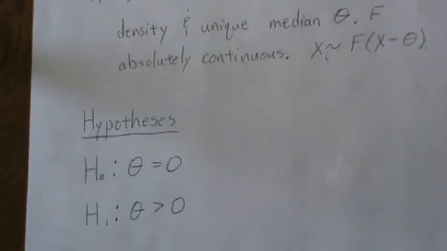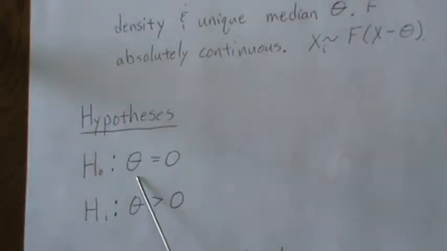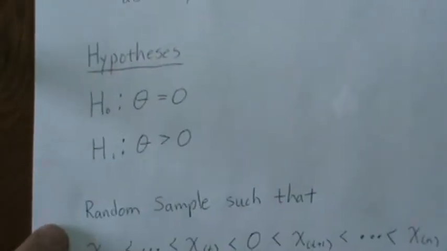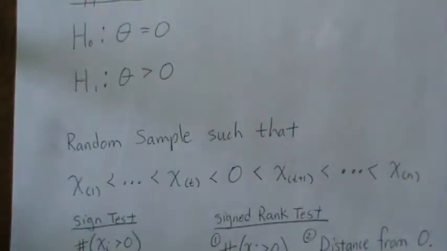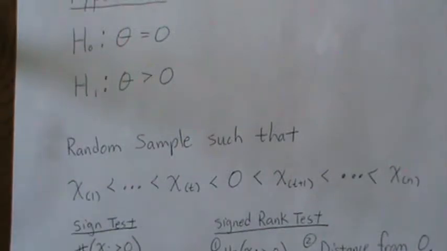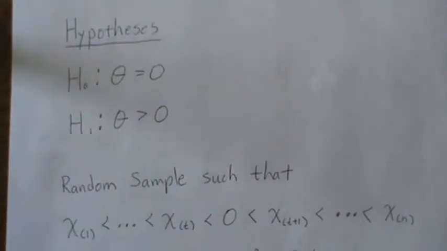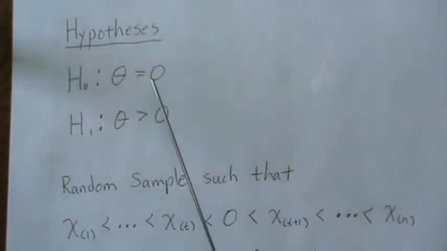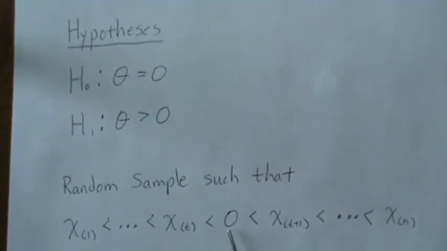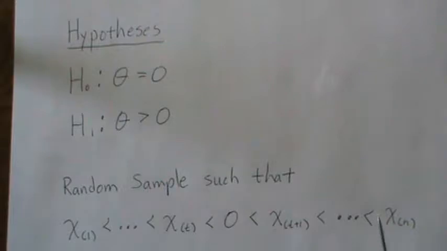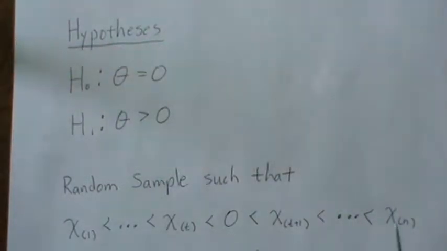So the hypothesis that we're going to look at here is: is the median 0 or is it greater than 0? So we take a random sample of our data, and since under the null the median is 0, we should see about half below and half above. But if we see too many above, that's supportive of the alternative that the median is greater than 0.